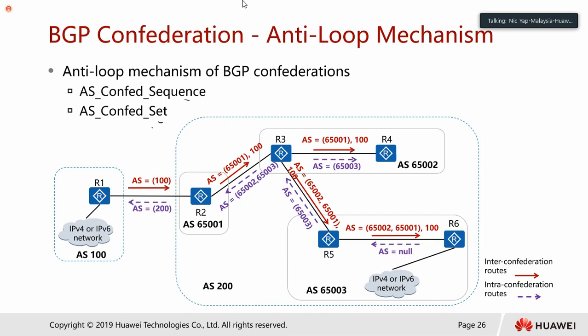Sequence and set. With the AS confed sequence, when routes are coming in or going out, they use the sequence information. But internally inside AS200, they use the AS confed set to tell where they come from: sub AS 65001, 65002, 65003, and so on. So they use the set inside the confederation. When they are going out, it just uses the AS confed sequence.